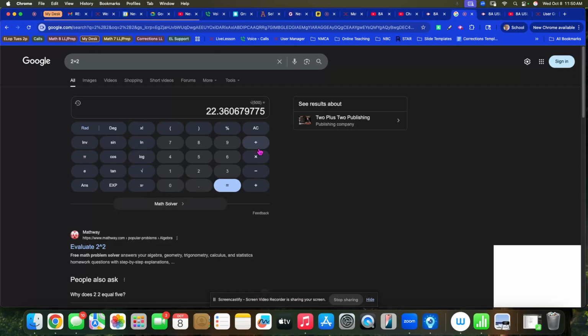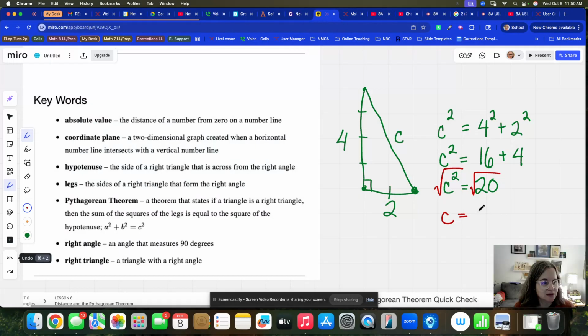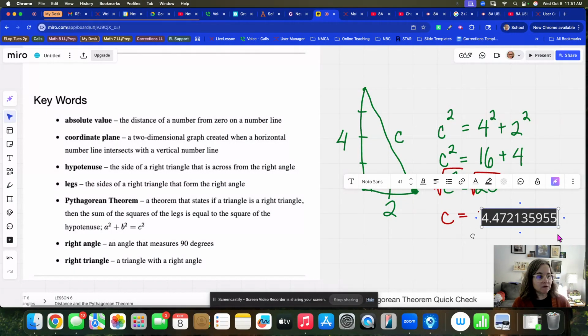Okay, so hit that square root button, put in 20, hit enter. I get this irrational number. Remember, 20 is not a perfect square. 16 is, 25 is, but 20 is not. So if I paste it in here, then I can round it. Let's say I'm going to round it to the nearest tenth.